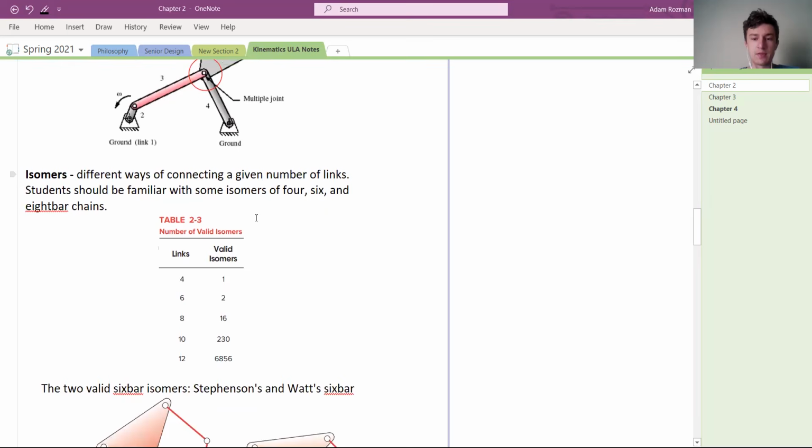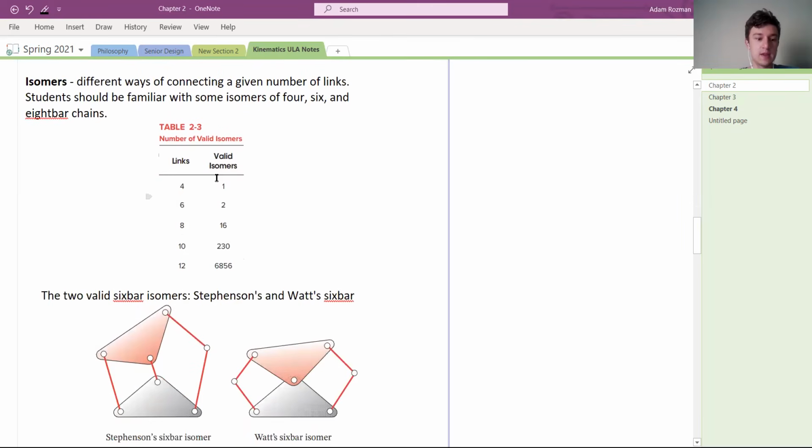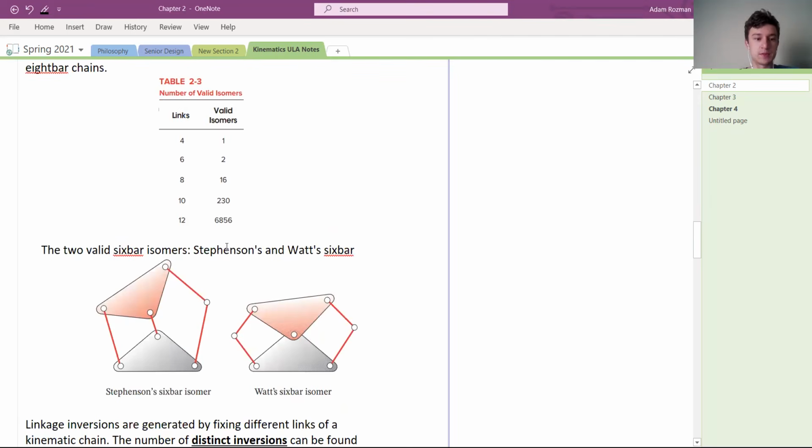Then we get on to isomers. They're just different ways of rearranging a given number of links. So mechanisms with different numbers of links have the number of isomers as follows. 4, 6, and 8 are somewhat manageable, but when it comes to 10, that's just way too many to worry about. So the 4 bars you should already be really familiar with.